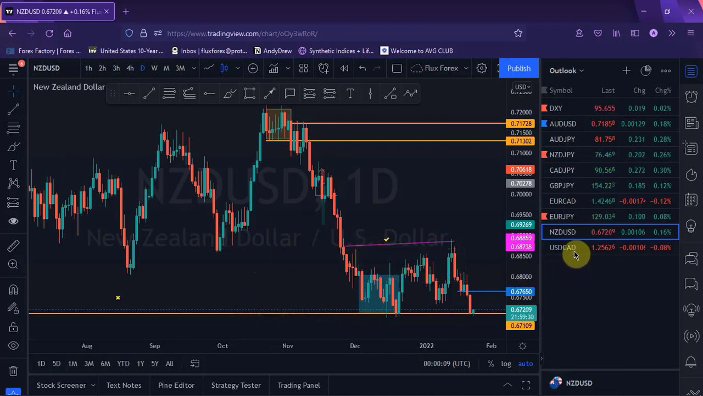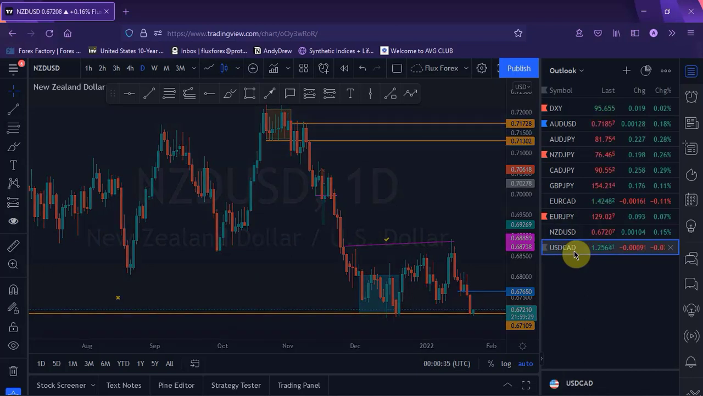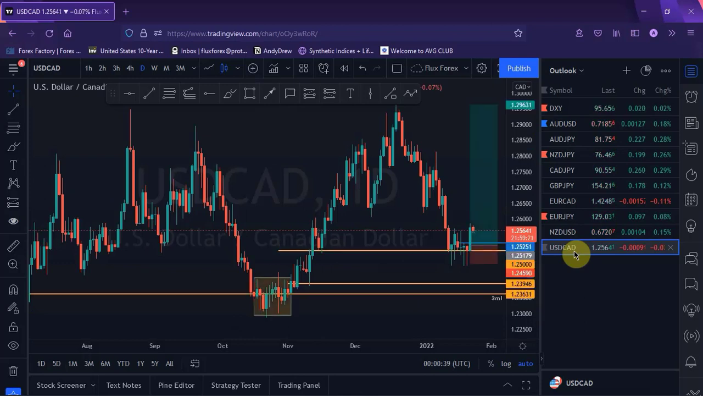Let's look at what is happening on USDCAD. So USDCAD and the dollar index are positively correlated. As I'm expecting to see bullishness in the dollar index, I'm also expecting to see bullishness in USDCAD.